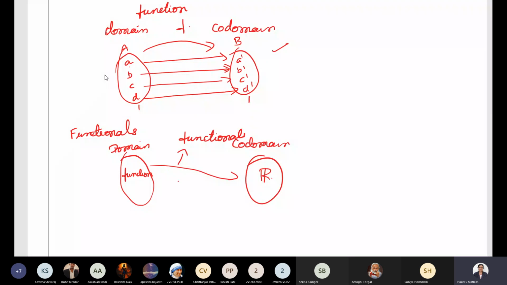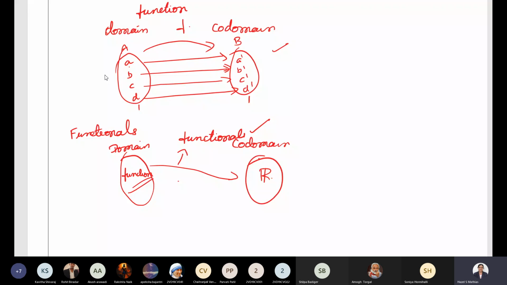In a functional, what happens? The domain contains the set of all functions. If every function in the domain is assigned a unique element of the codomain, then we can say that it is a functional. So what do you mean by a functional? It is a mapping which assigns to each function in the domain a unique real value in the codomain. Such a mapping is known as a functional.